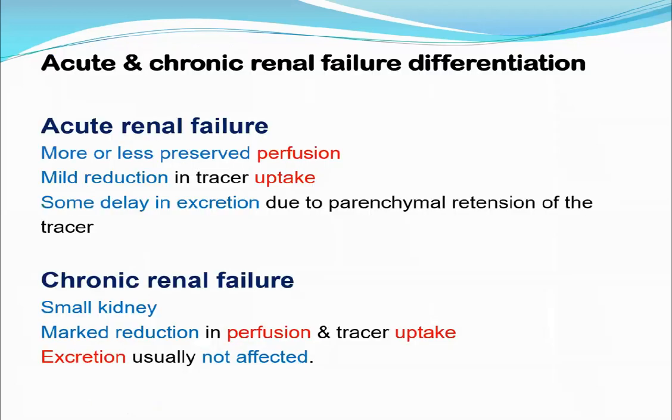One of the benefits of radionuclides in nephrology is that it can differentiate between chronic and acute renal failure. In acute renal failure, the perfusion will be mildly reduced or preserved. There is mild reduction in tracer uptake, with some delay in excretion due to parenchymal tension. However, in chronic renal failure, there is marked reduction in perfusion phase, marked reduction in tracer uptake, and the excretory phase is not affected. In both, there is marked increase in background activity.